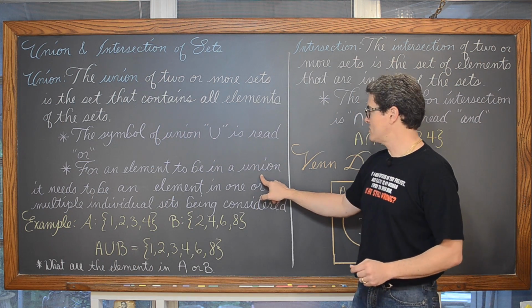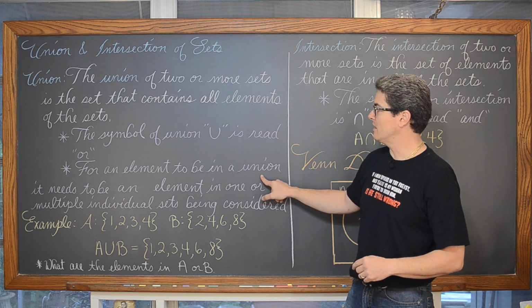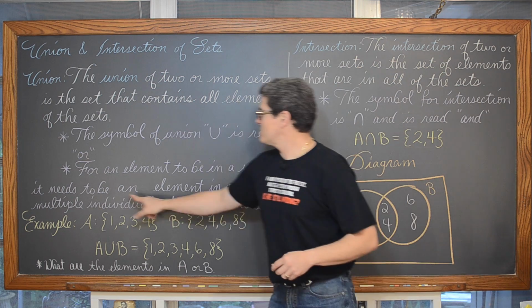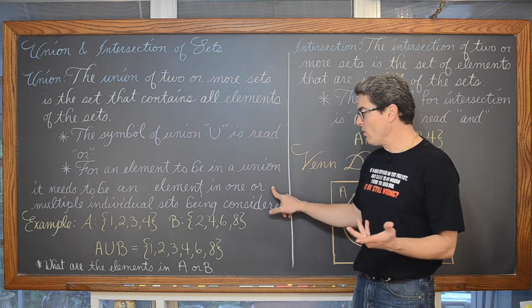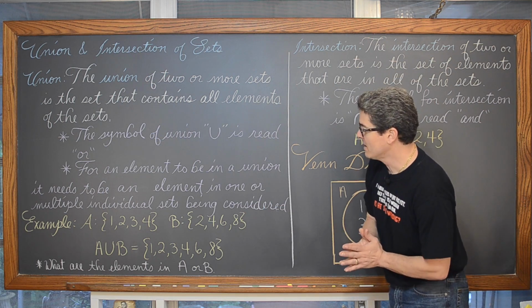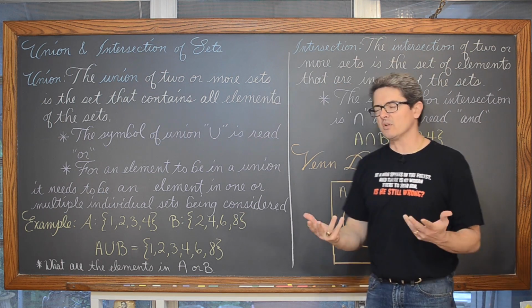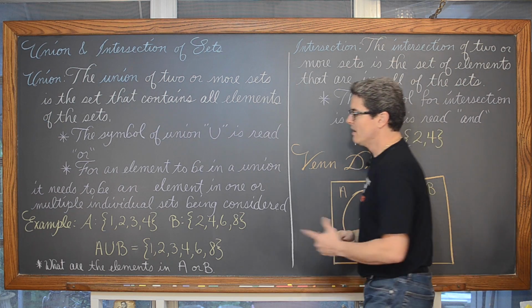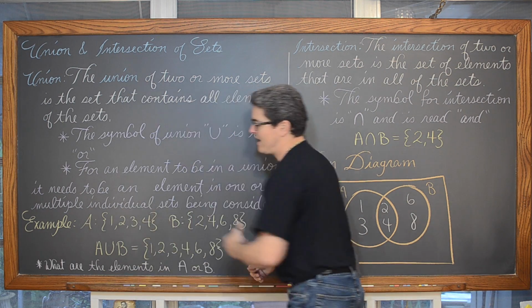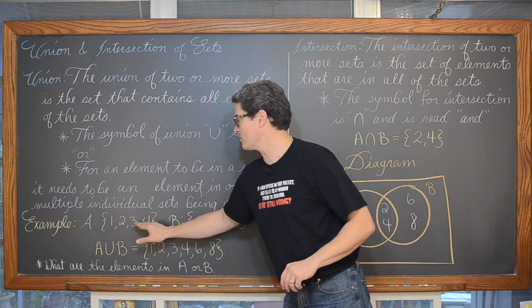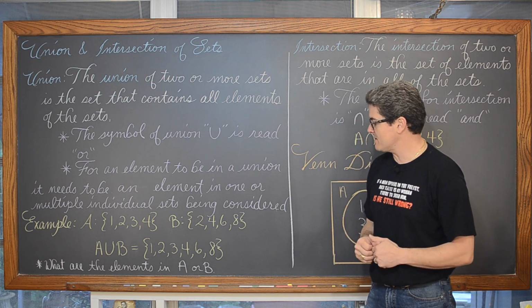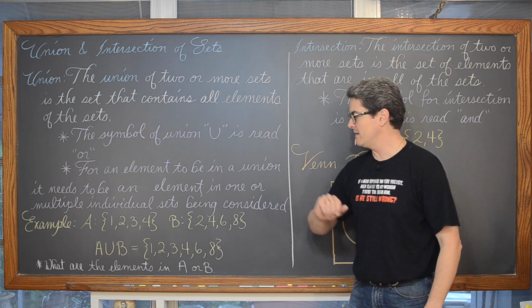For an element to be in a union, a new set created by this idea of union, it needs to be an element in one or multiple individual sets being considered. So again, this is all very mathy. Let's see what it looks like in practice. It's pretty simple. We have set A, which has the elements 1, 2, 3, and 4. And we have set B, which has the elements 2, 4, 6, and 8.